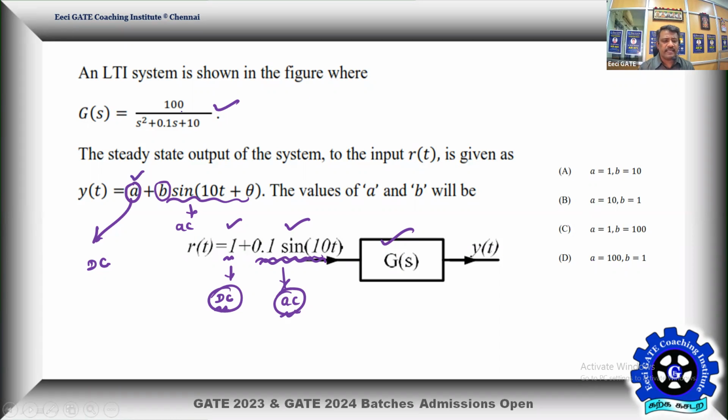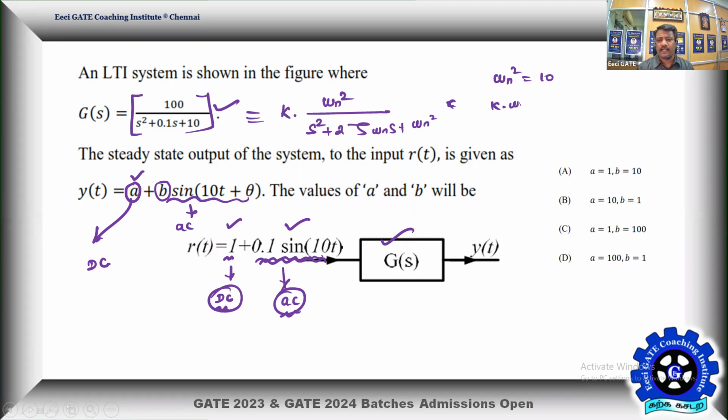So what is given in the given transfer function? It is in the form of K into omega n square by s square plus 2 zeta omega n s plus omega n square. Compare this. So what is omega n square? When you compare these two, omega n square is 10, and K into omega n square is equal to 100.